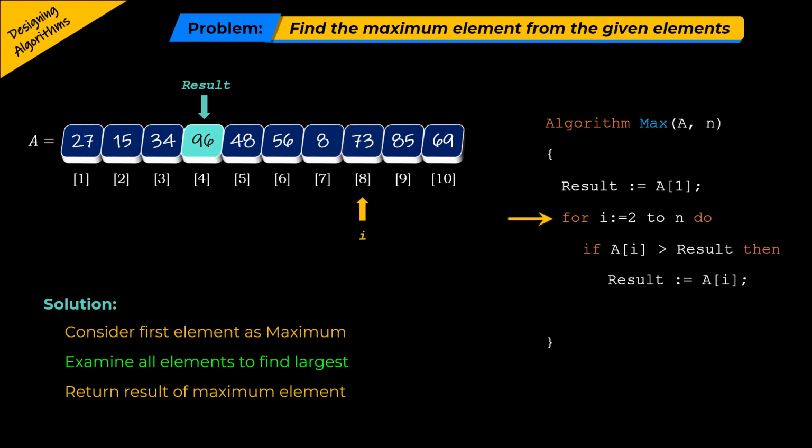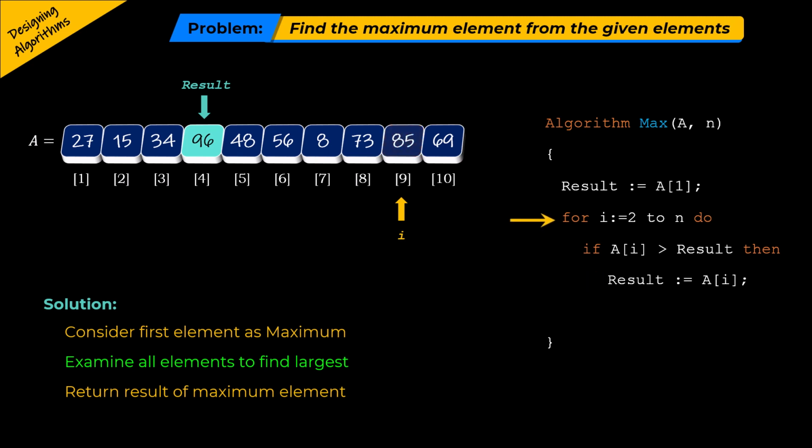Then we go back to the for loop where variable I will be incremented. So variable I was 8, now variable I will be 9. Then we check the if condition. At this point we have I as 9. So a of 9, which is the element 85, is smaller than the result, which is 96. So the condition in the if statement is false and the statement within the if statement will not execute.